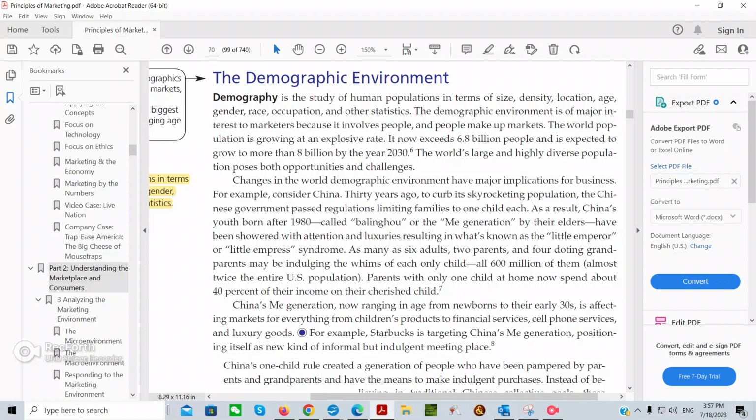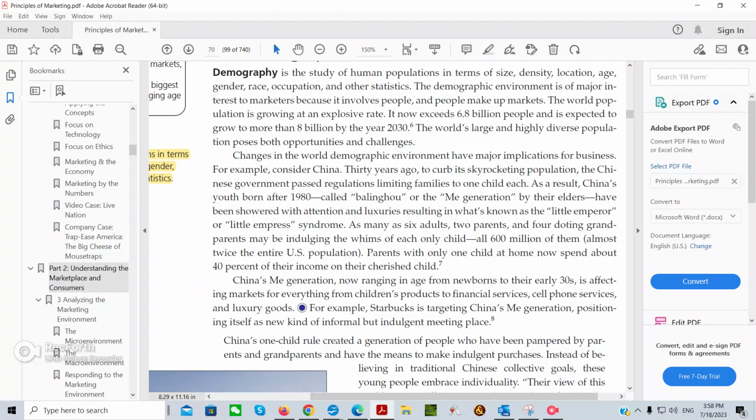The world's population is growing at an explosive rate. It now exceeds 6.8 billion people and is expected to grow to more than 8 billion by the year 2030. Of course, that's at the writing and publishing of 2012. Now it's 2023, so it's probably closer to that number. The world's large and highly diverse population poses both opportunities and challenges. Changes in the world demographic environment have major implications for business.